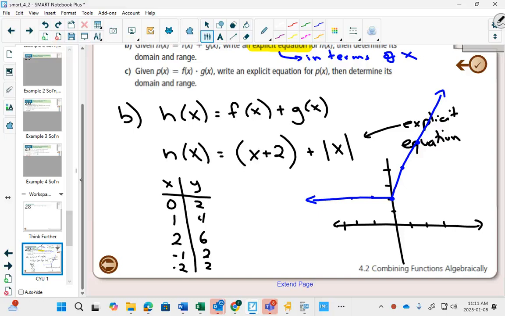Because if you put in a negative number, the absolute value makes it positive, and it sort of counteracts that other negative x that goes before. So the range, again, the domain of this one was still everything, but now our range is y is bigger than or equal to 2.